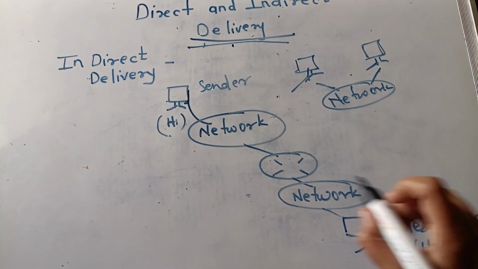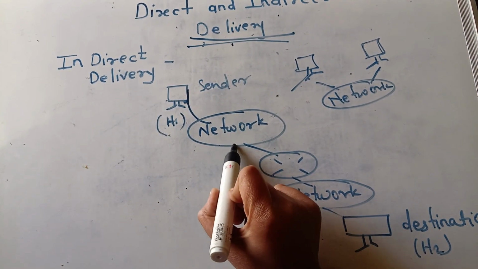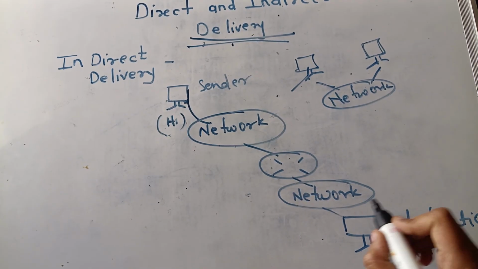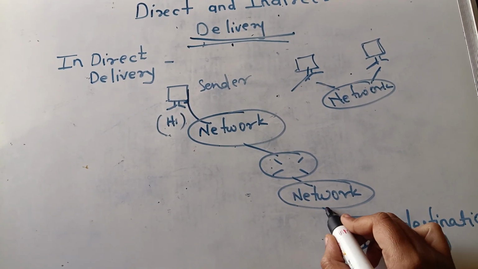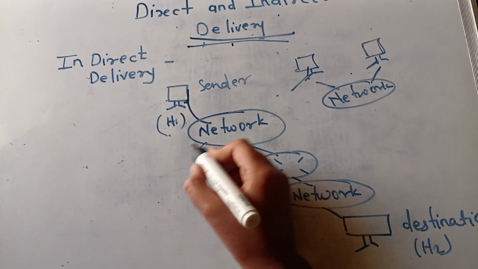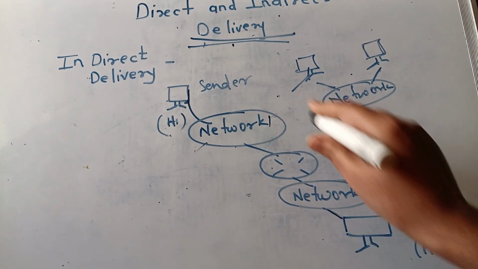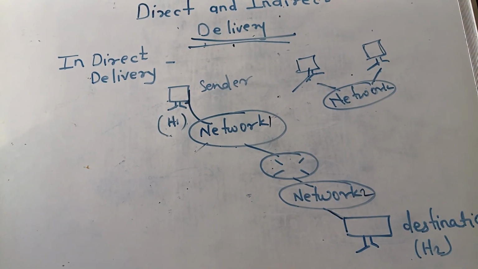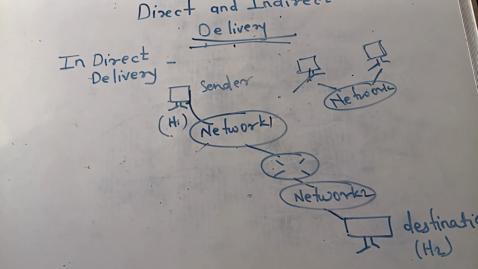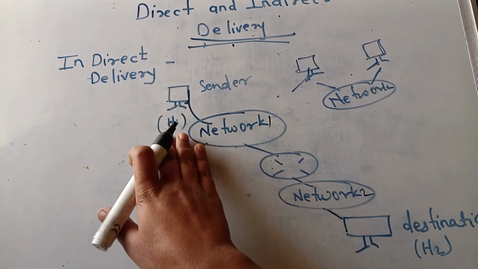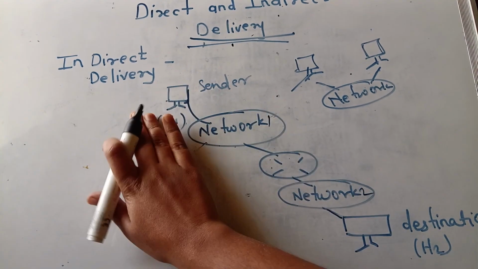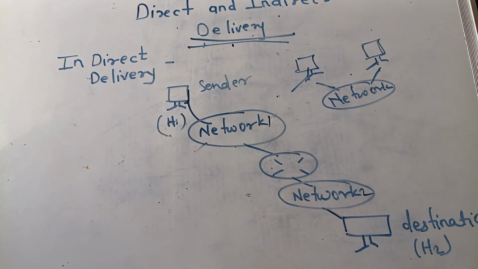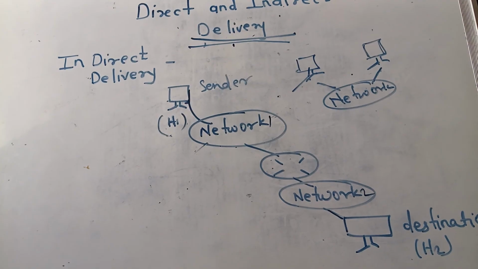But in this case, my host is connected to a network, my network is connected to the router, and my destination device is connected to a different network. So there are two different networks: this is network 1 and this is network 2. My sender and receiver are connected to different networks. If the destination host is not on the same network, then the packet is delivered indirectly. So if my host and destination are not connected to the same physical network, we call this an indirect delivery.